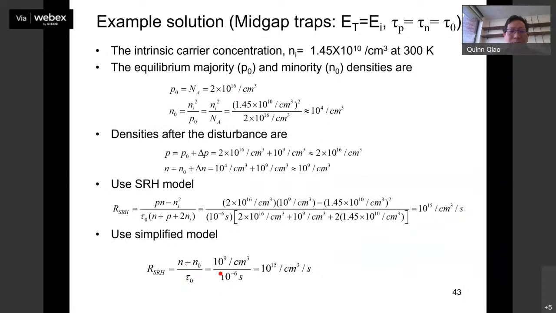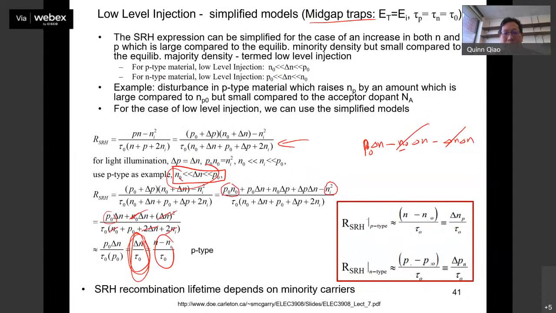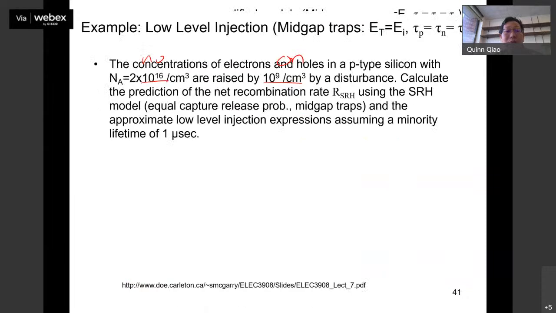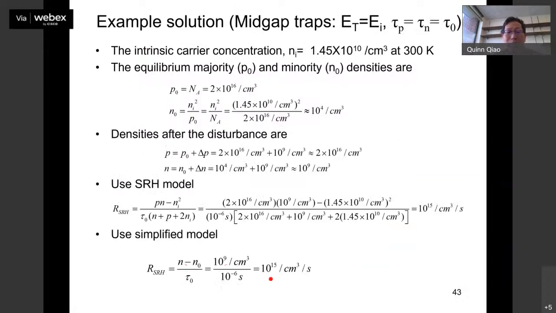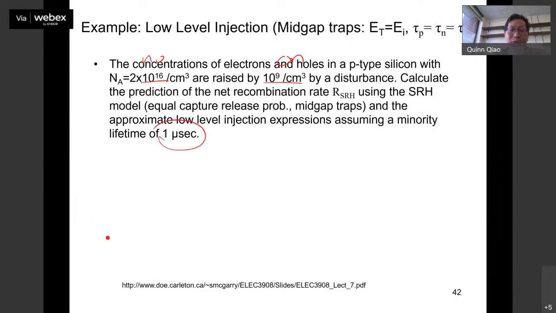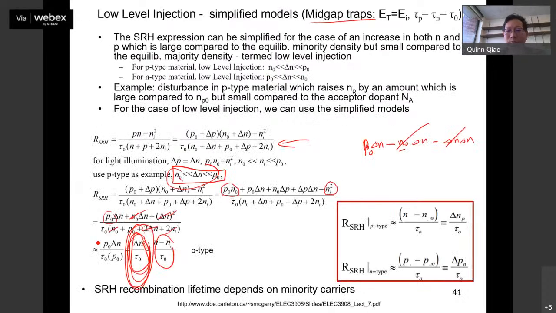N minus N0, delta N, that's excess, right? Excess 10 to the power 9 divided by what? Tau. Tau, if you go back, it actually gives you tau is 1 microsecond, right? That's tau. That's you get what? Recombination rate about 10 to the power 15. You can use the traditional way to figure this out as well. You can calculate this. But if you use this way, it's simple because you already simplified the equation here. This is your simplified equation.